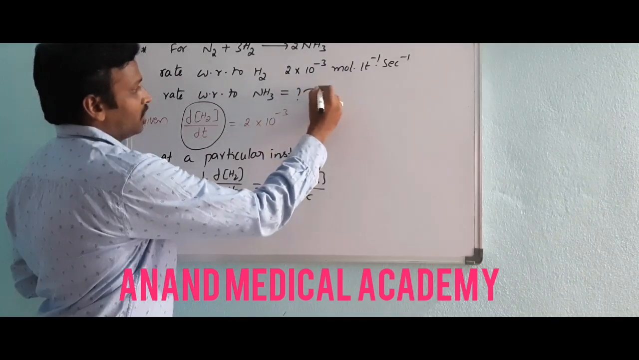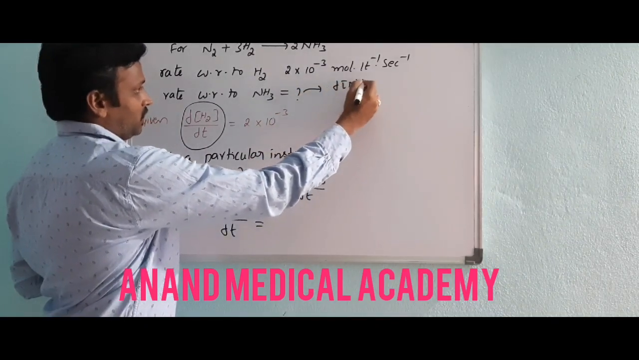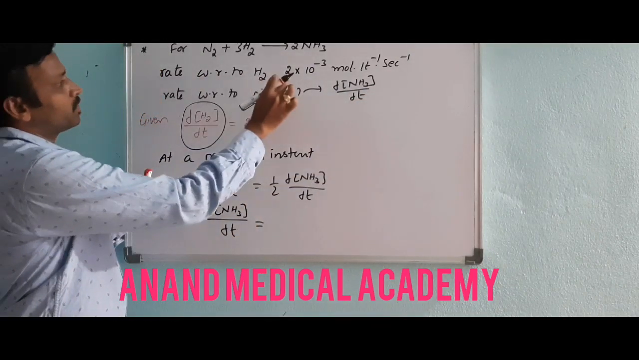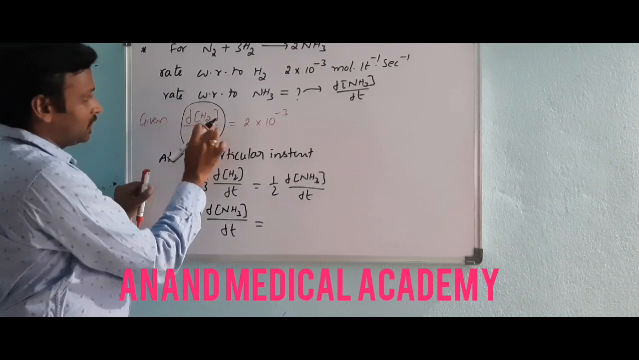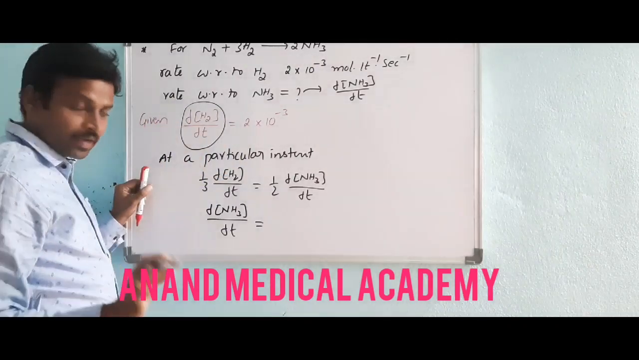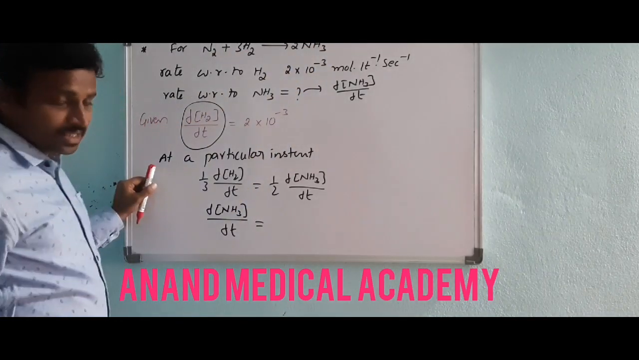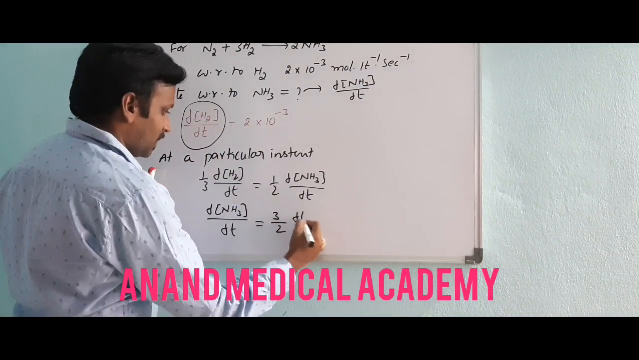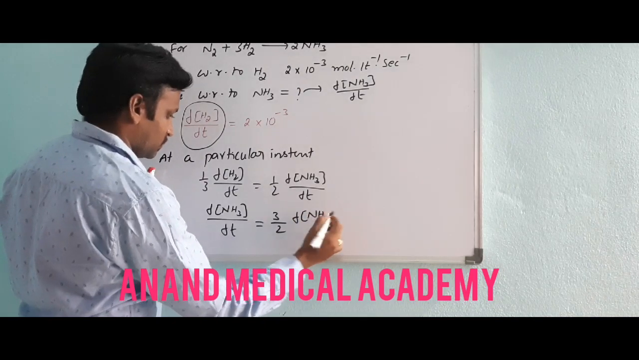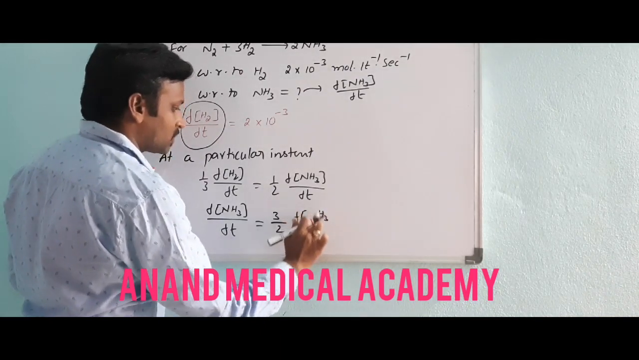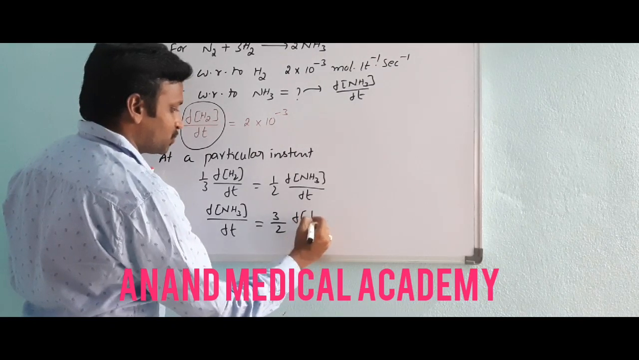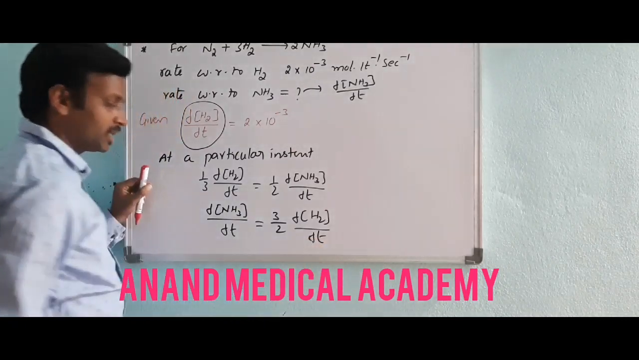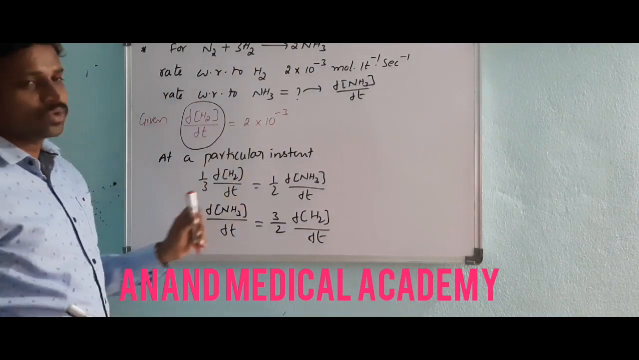Okay, here what they are asking means d concentration of NH3 by dt. Rate with respect to H2 is given, meaning only this is given. That's it. But for the reaction they are asking now, so you have to take 3 by 2 into d concentration of H2 by dt. Got it? Because 3 moles converted to 2 moles.